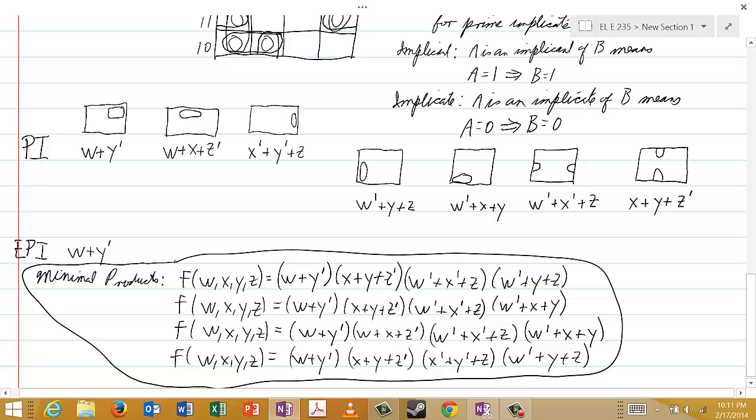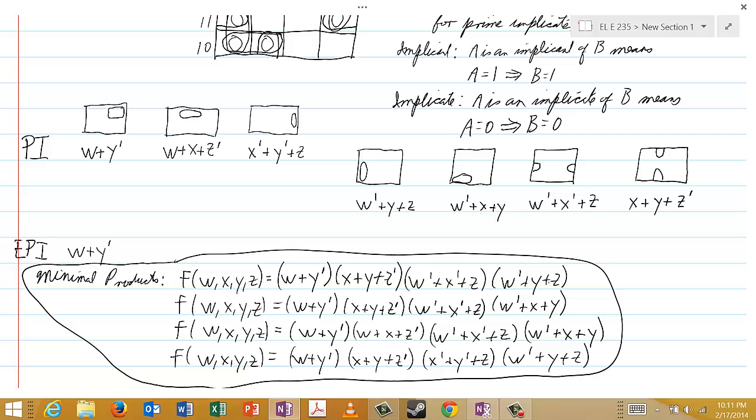W prime or X prime or Z is in the first one and the second one and the third one, but not in the fourth one, and so on. You can check the others, but there is no term that's common to all of those minimal products except for W or Y prime.